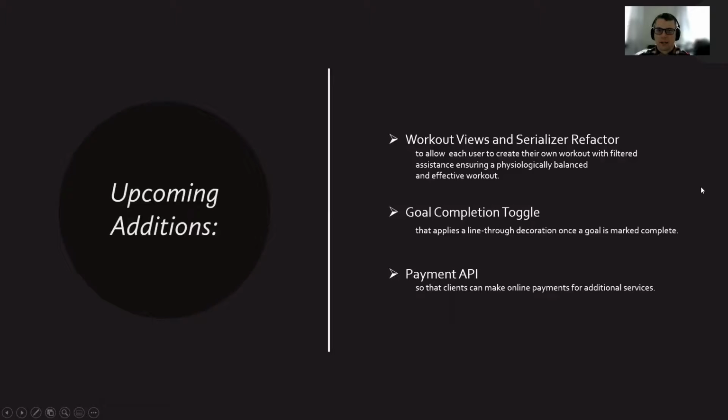Over the next couple of months, I hope to implement some additional functionality, such as workout views and serializer refactor that would allow the user to create their own workout with filtered assistance to ensure that the workout was safe and physiologically balanced. Goal completion toggle that would apply that line through decorator, and then a payment API so that individuals could make payments for services.